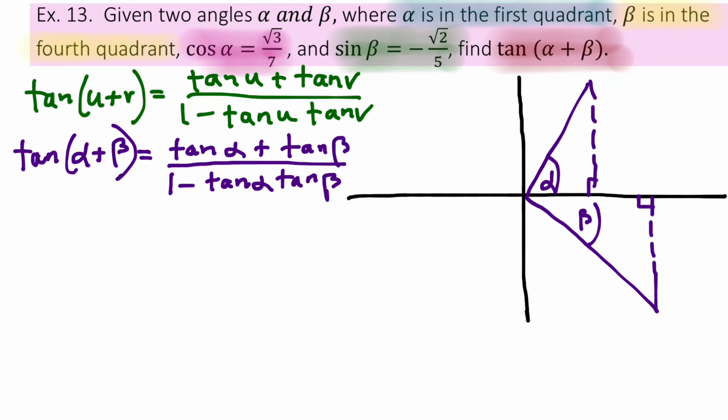Okay, so now let's put the numbers on there. So our numbers are given to us in terms of a side ratio. So the cosine of alpha is root 3 over 7.